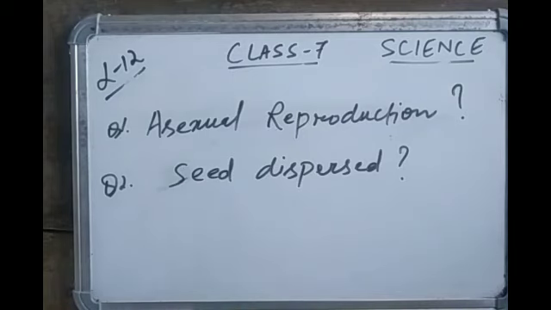So try to find the answers to these questions. You can watch this lecture again and again, or you can take the reference of the textbook also. In asexual reproduction, why is seed dispersal not needed?